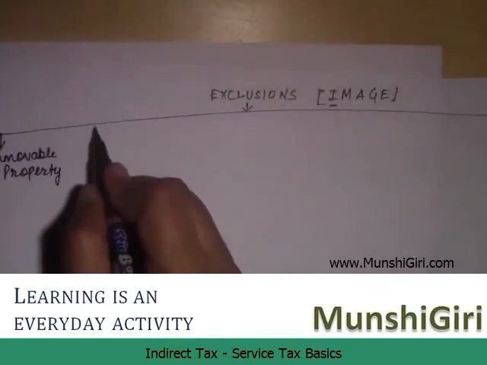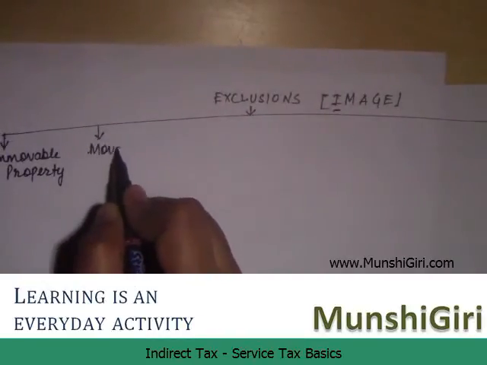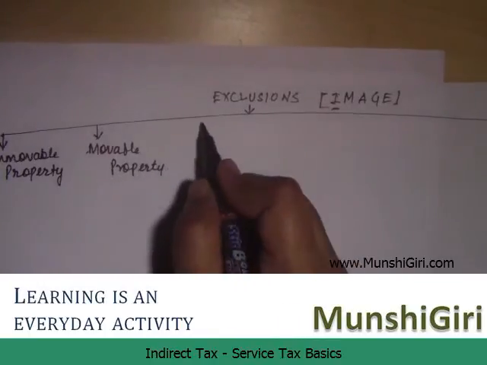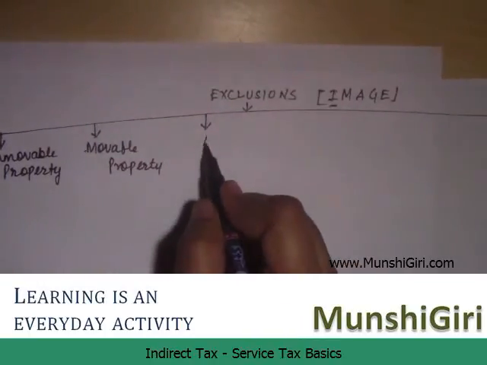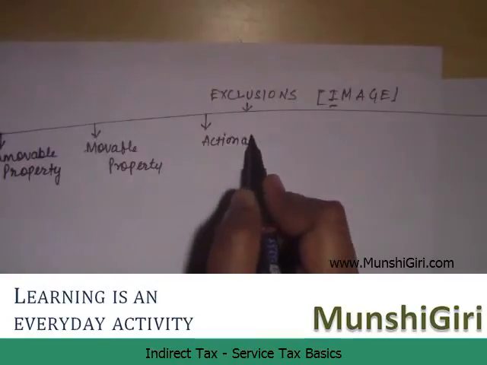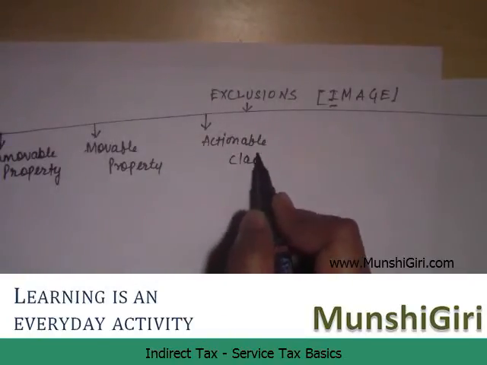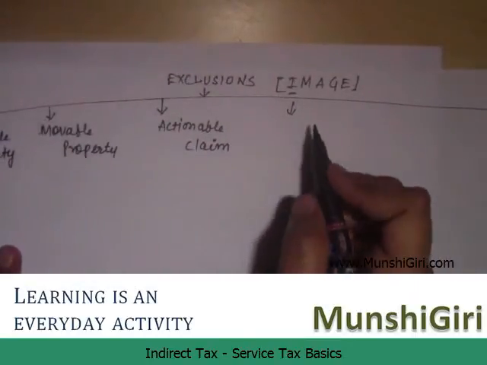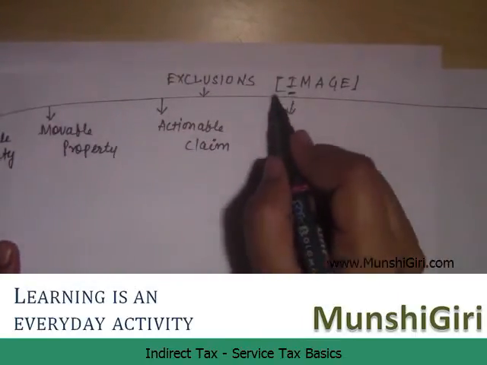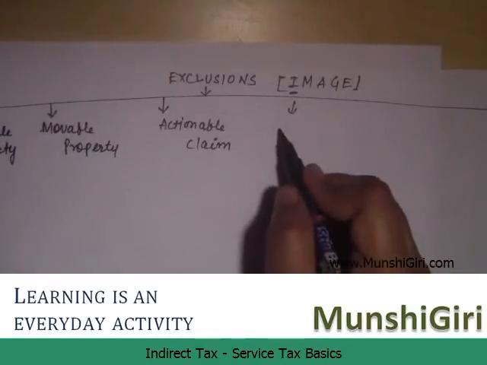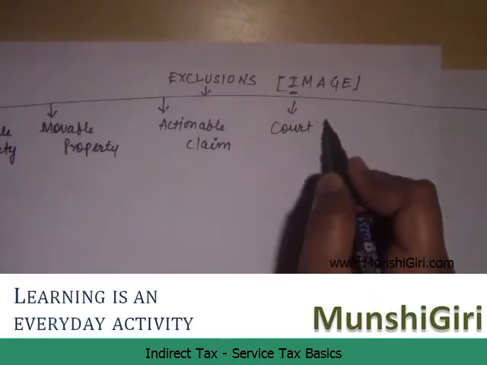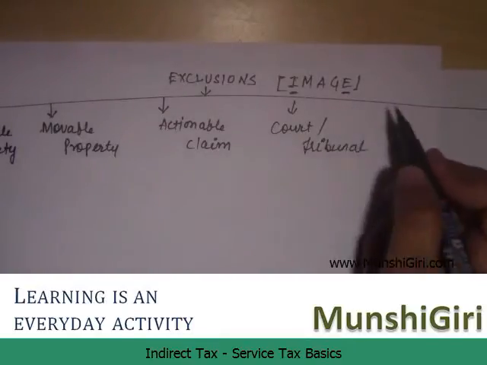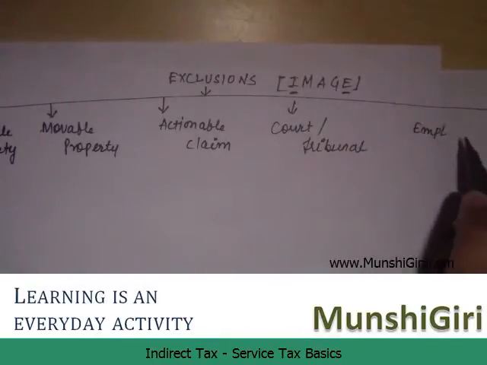M for movable property. Actionable claim. This G is not actually for government, this is for court or tribunal, but just to make this shortcut, I've written it. This is court or tribunal. And this E is your employer-employee relationship.